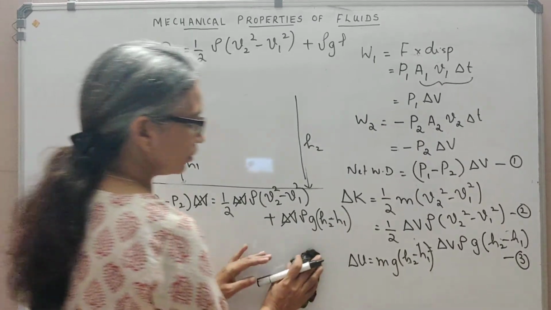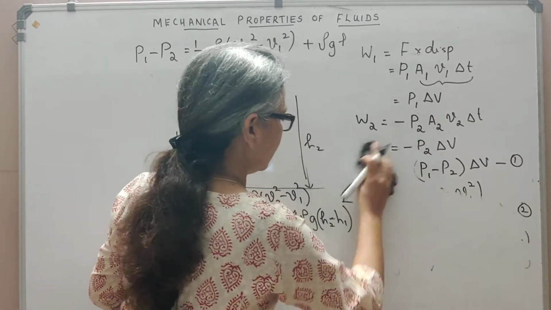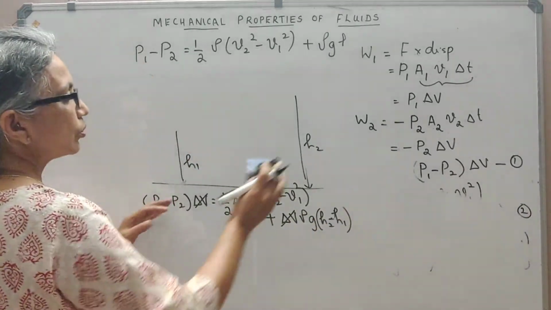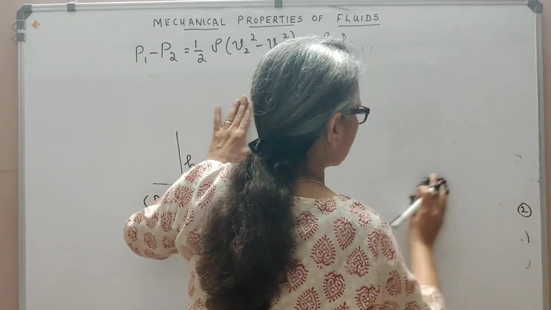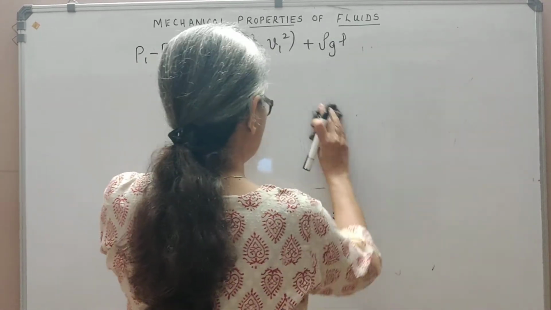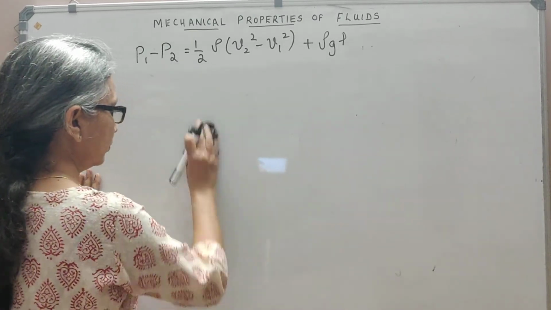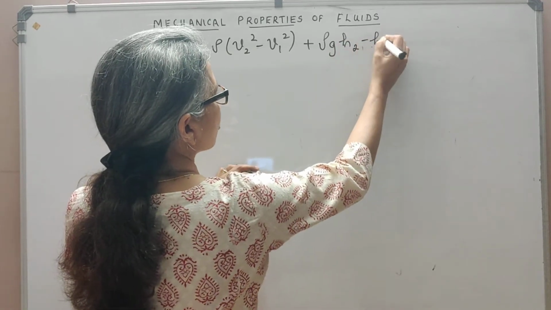So we have here H2 minus H1. So this will be rho g (H2 minus H1).